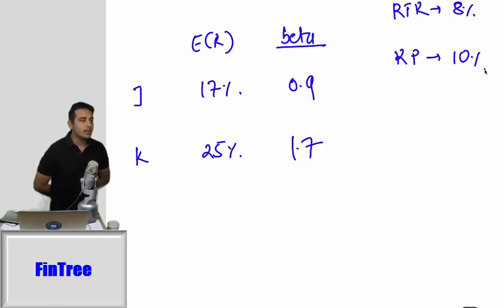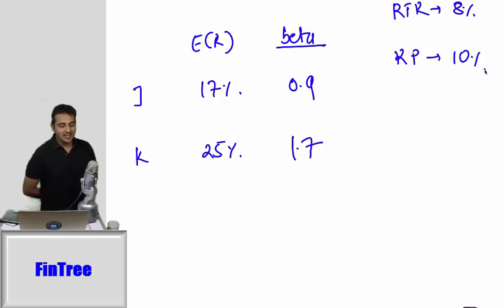The 10 won't come in it. The 10 you will have to solve yourself. RFR you'd get directly. Once you get RFR, you can easily get risk premium. Do you want me to help you with the calculations?